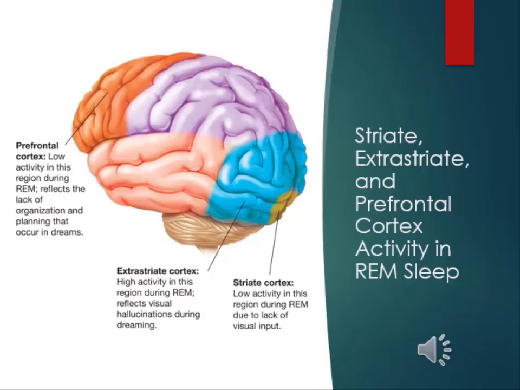Several brain areas are important in terms of their functioning in different sleep phases. The prefrontal cortex, the extrastriate cortex, and the striate cortex are highlighted in this illustration from your textbook. It's important to note that during REM sleep and when we're dreaming, cerebral blood flow is high in the extrastriate or visual cortex, which kind of makes sense because you're having some visual imagery in your dreams. And it's lower in the striate or primary visual cortex and prefrontal cortex.